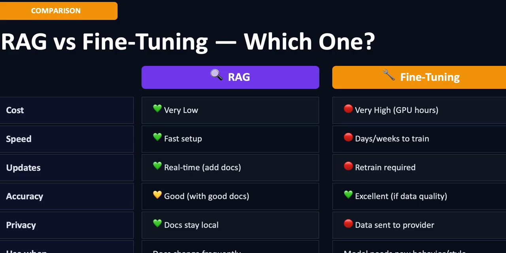Option 1, fine tuning. You take that document, format it as training data, send it to OpenAI or train it yourself. This costs, friends, thousands of dollars. Takes days or weeks. And when the policy changes next month, you have to do it all over again. This is option 1.